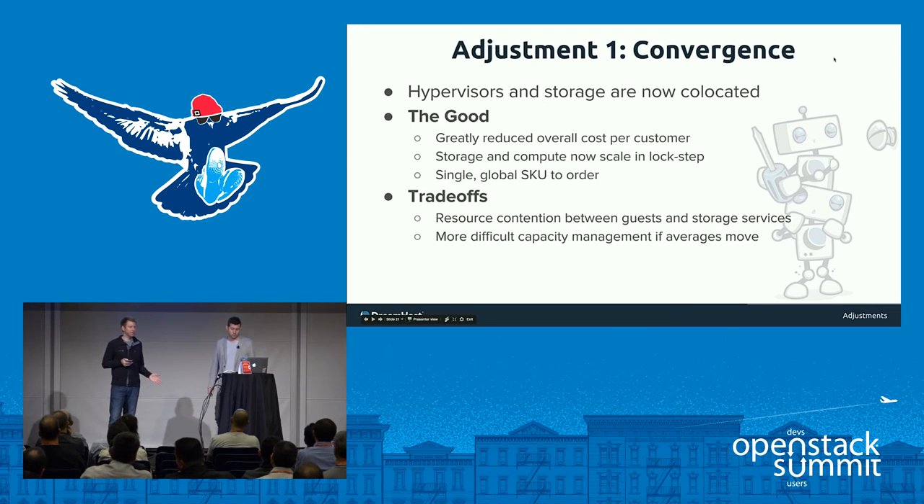But there are some downsides. It's important to know that having your resources for VMs and your storage on the same machine means there could be resource contention there. So you just have to be aware of that and make sure you know how to handle it. And then during usage spikes, one can almost take out the other. Again, there are ways to manage that. We're learning a lot about how to do that properly.